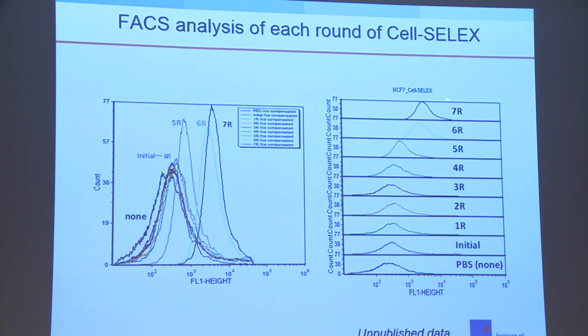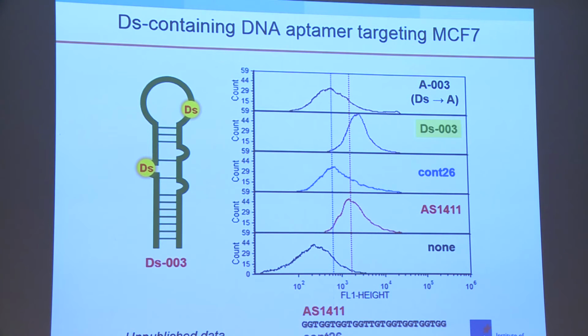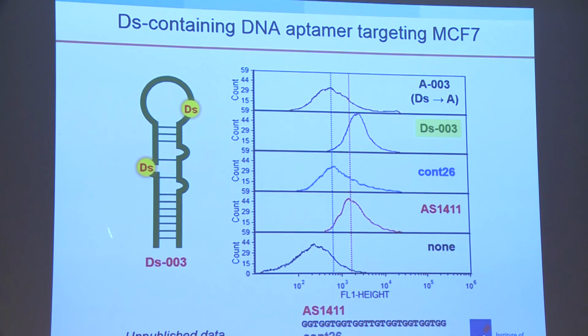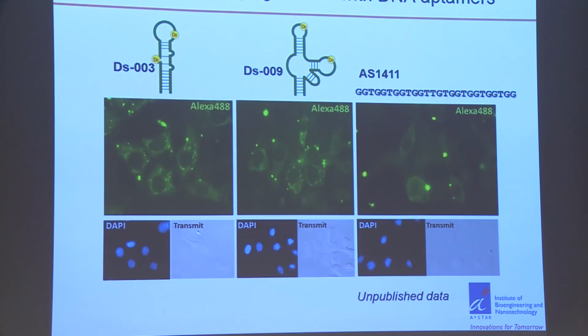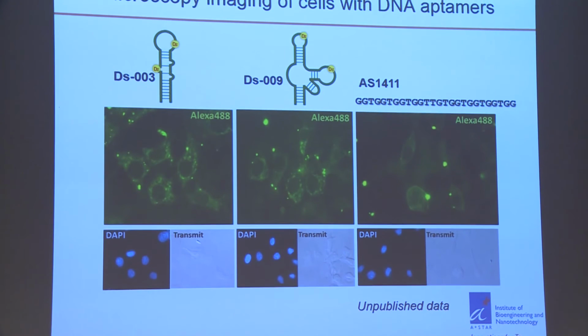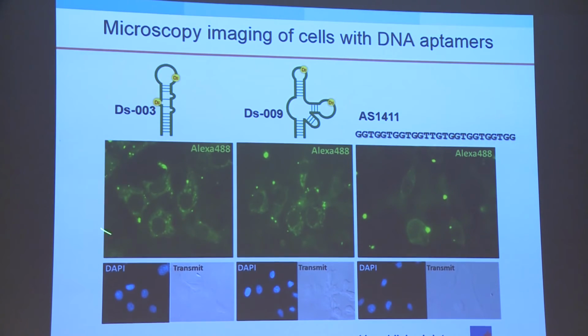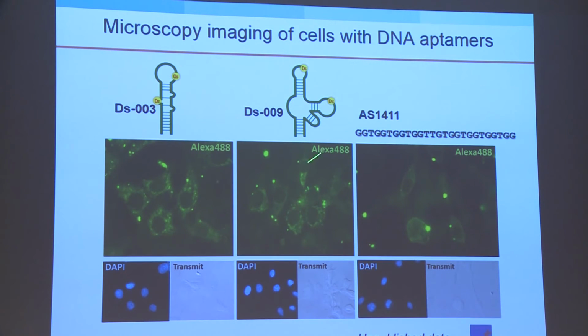After the 7th round of selection, we can see the library gradually concentrating like this. Then we obtained DNA aptamers that specifically bind to MCF7 like this. If we change the Ds base to A, this aptamer's activity is completely lost. So this is gel imaging using these aptamers. We also have other aptamers from the same selection, and the cells can be specifically killed with these aptamers.